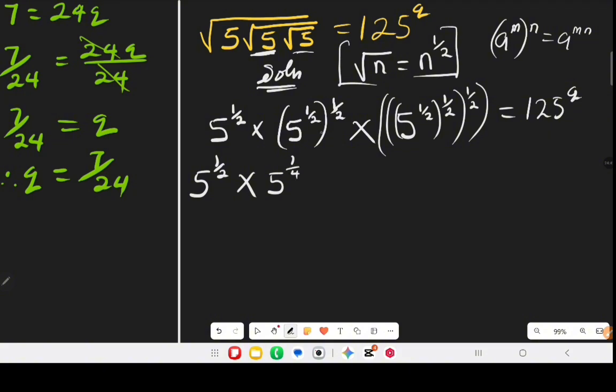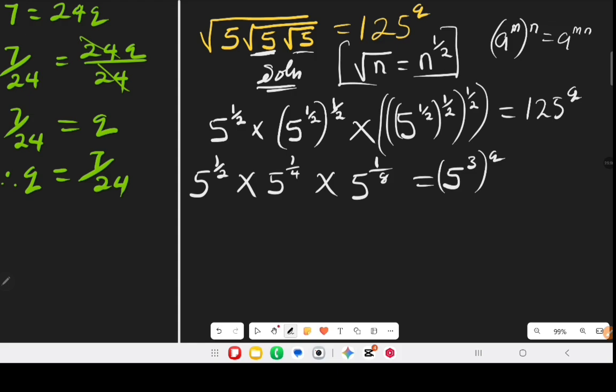1 times 1 is 1, 2 times 2 is 4. We multiply all the powers. When we multiply all the powers, we have 1 times 1 times 1 gives us 5 raised to the power of 1 over, we multiply the denominator, 2 times 2 times 2 gives us 8, equal to, we express 125 raised to the power of q in base 5, which gives us 5 raised to the power of 3 to the power of q.